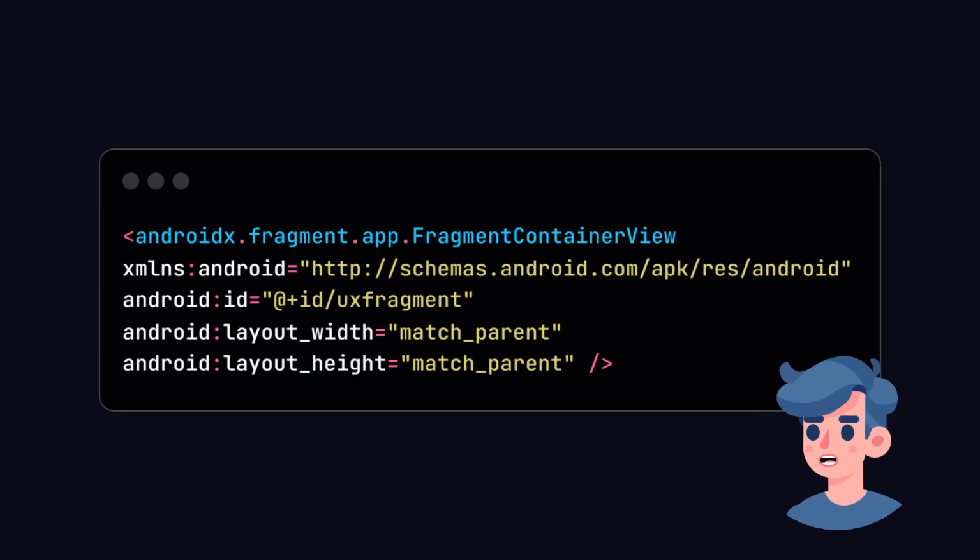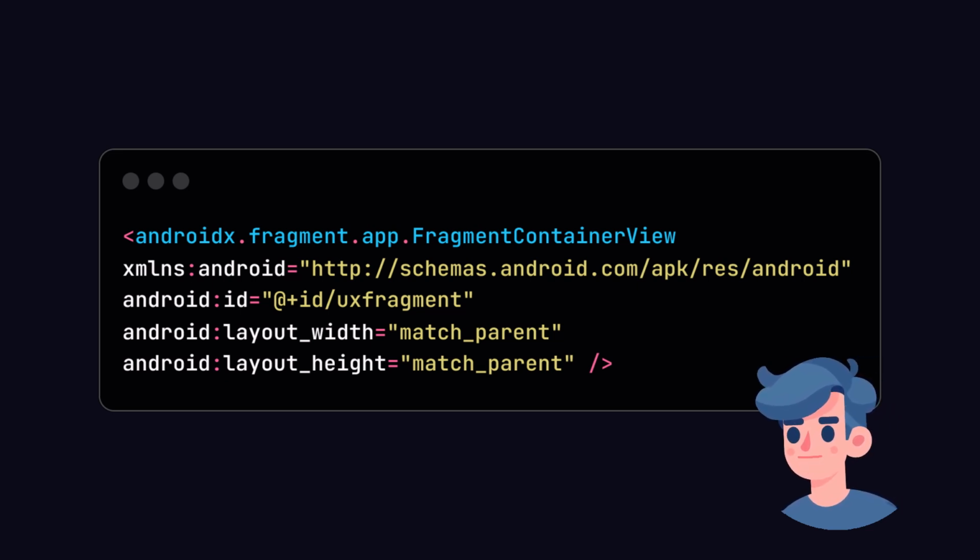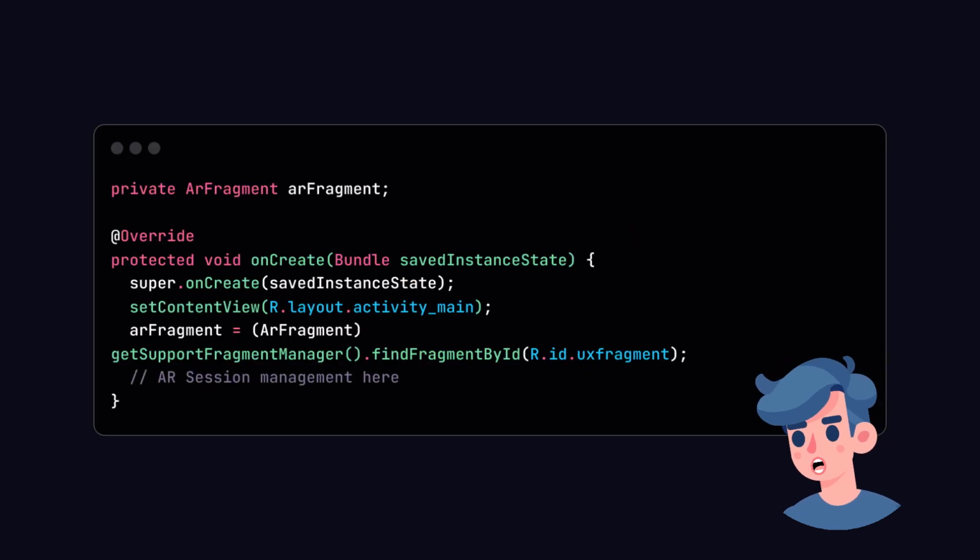Now let's design the main layout for our AR application. Open your activity_main.xml file and set up a simple layout with a surface view, which is where the AR content will be displayed. Next, we need to set up our activity to work with AR. We'll initialize the AR session and manage the AR functionality. Let's do this by following the ARCore session lifecycle.